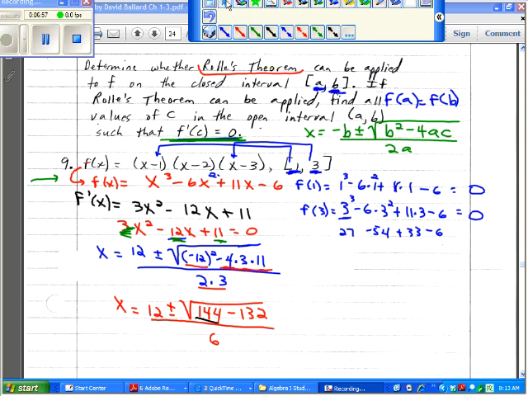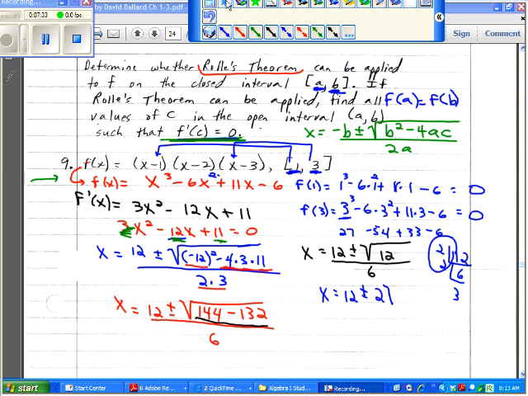Now, we can finish under that radical. So we're going to have x is equal to 12 plus or minus the square root of 144 minus 132 is 12, all over 6. Now, the square root of 12 does not come out even. So remember, we take the 12 divided by 2 is 6, divided by 2 is 3. We have a pair of 2's, remember that. So we're going to have x is equal to 12 plus or minus, pop out that 2, square root 3 over 6.